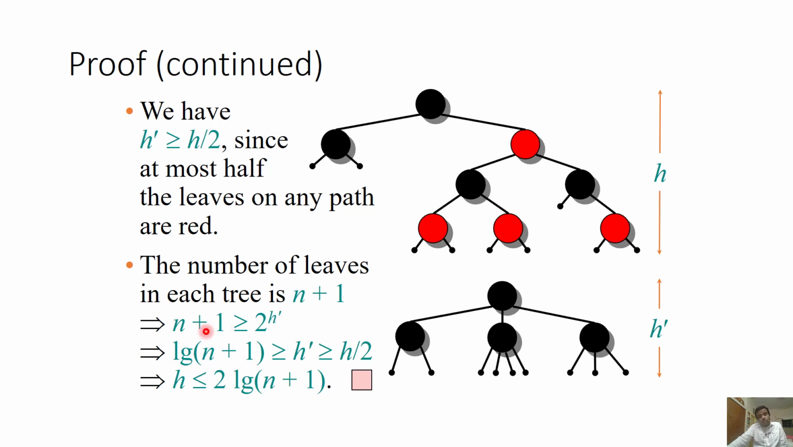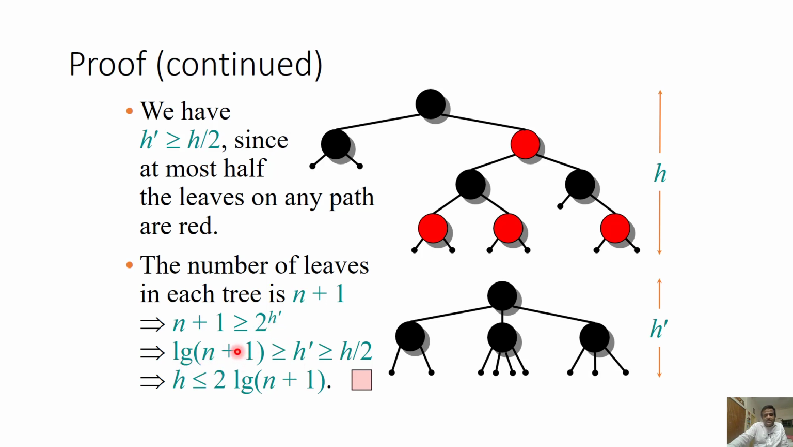Also, it must be less than or equal to 4 to the power h prime, because every node can have a maximum of 4 children, but we do not need that inequality; we need this one. The number of leaves, n plus 1, is greater than or equal to 2 to the power h prime, because each node must have at least 2 children. So, from here, h prime is greater than or equal to h by 2, or in other words, h by 2 is less than or equal to h prime.